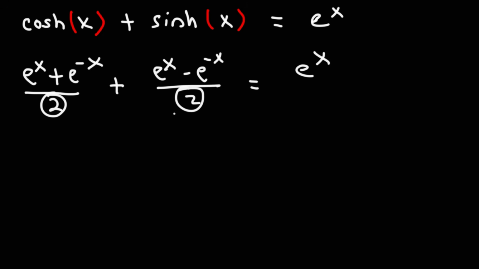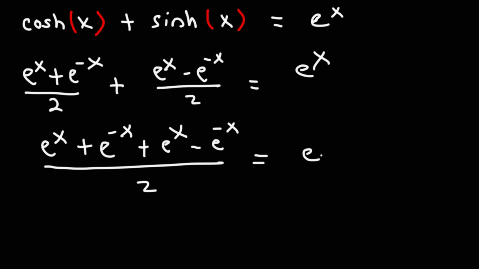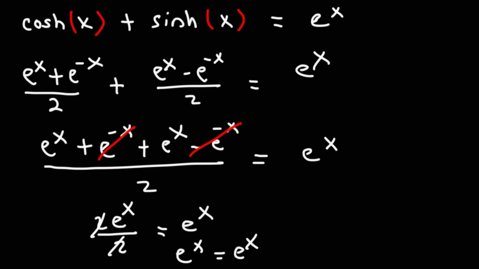Now, because we have common denominators, we can combine it into a single fraction. So e to the x plus e to the negative x plus e to the x minus e to the negative x over 2. E to the negative x and negative e to the negative x, we could cancel them. 1 e to the x plus 1 e to the x, that's going to be 2 e to the x. 2 divided by 2 is 1, so we get e to the x is equal to e to the x. So that's how we can verify this particular hyperbolic identity.